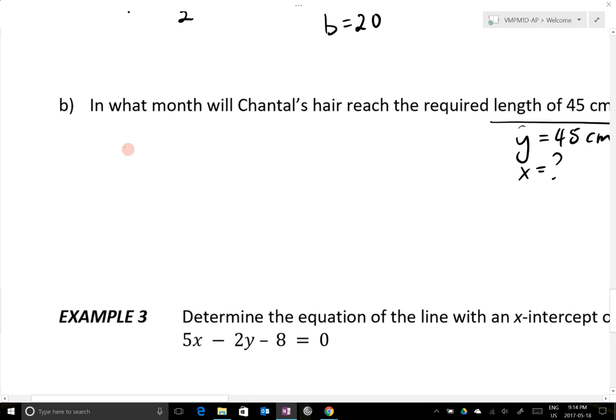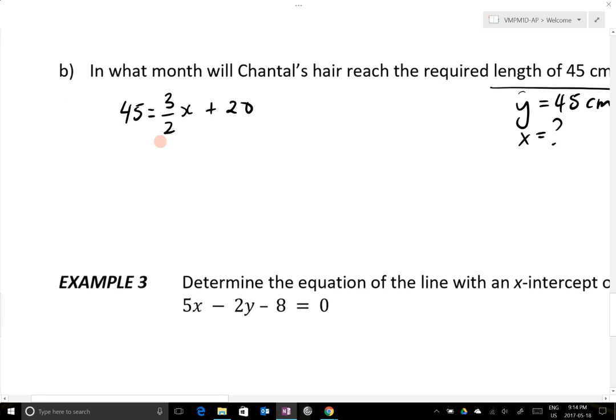Okay, so 45 is equal to 3 over 2 x plus 20. So what I'm doing here is I'm replacing the y with 45. Now I have to solve for x, and this is from the equation that I just found in part A. So let's solve for x. Let's subtract 20 from both sides. So over here I have 25 equals 3 over 2x.